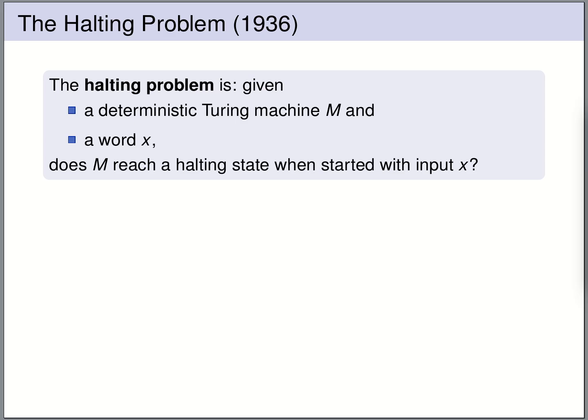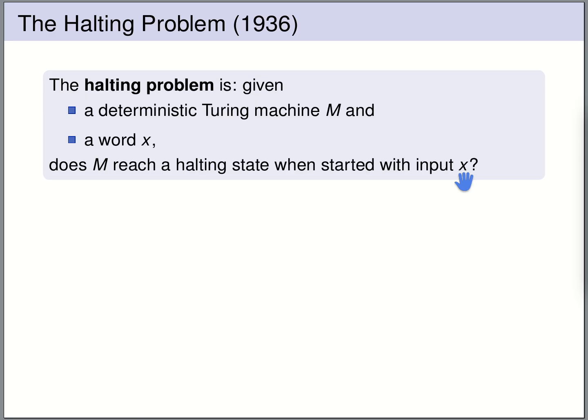So we have said that decision problems are languages. So let's be a bit more precise about the halting problem and what language it corresponds to. Intuitively, the halting problem means the following. We want to write a program that takes as input a Turing machine M and a word X, and it answers us the question whether the Turing machine M will reach a halting state when given input X.